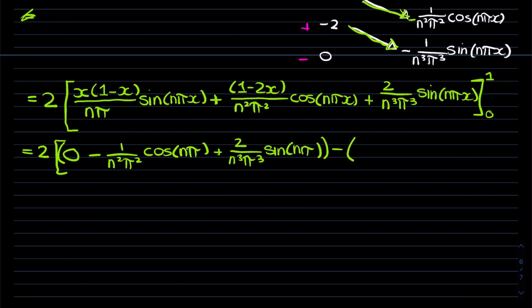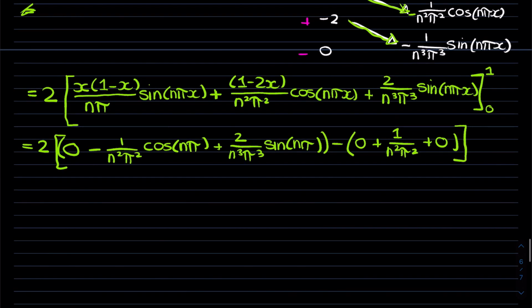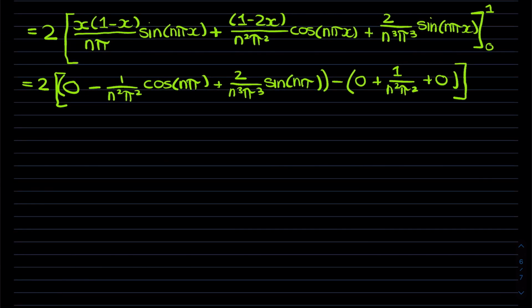Going to minus the next part, 0, sine will vanish, plus 1 over n squared pi squared plus 0. Let me know how many mistakes I make down below. So this, cleaning it up further, minus 1 over n squared pi squared.